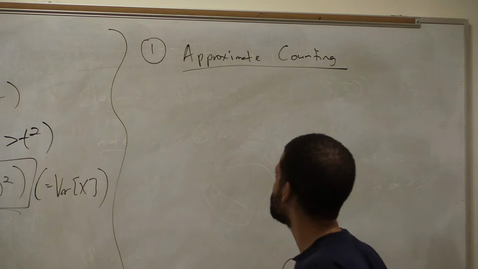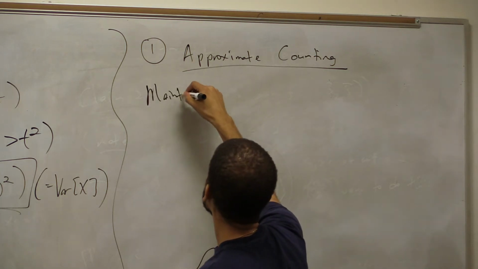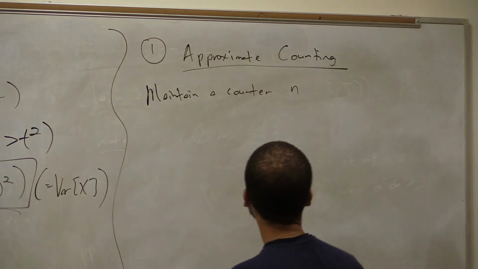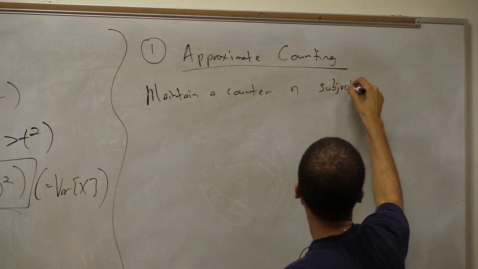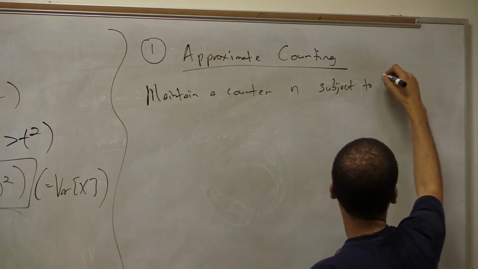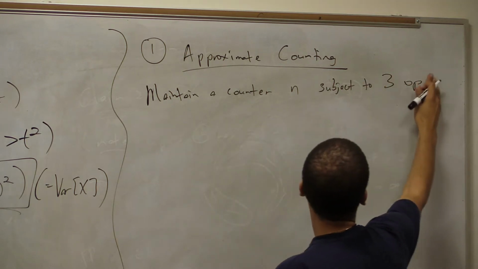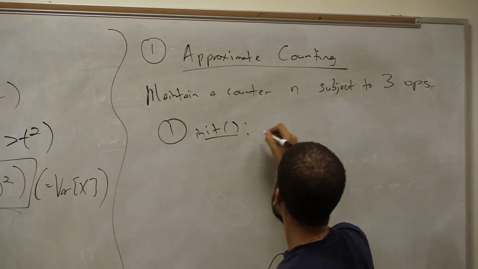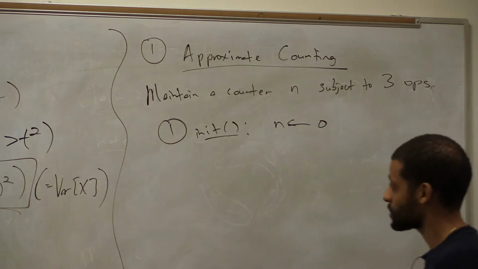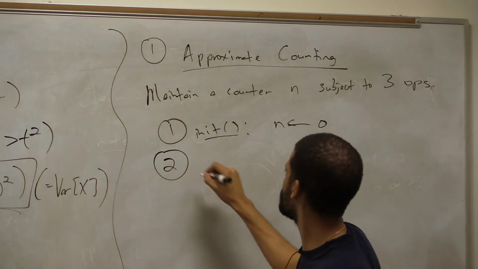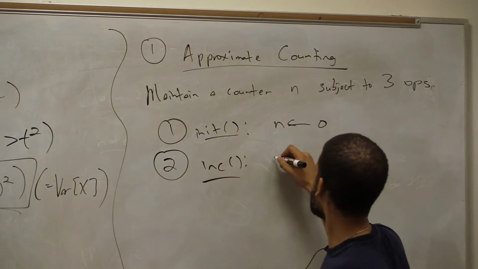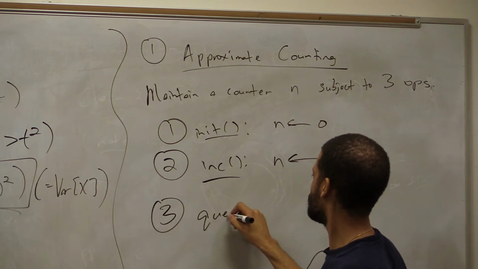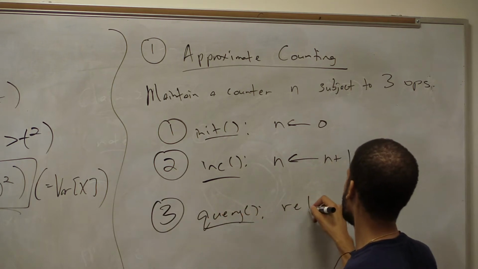So what's the problem here? I want to maintain a counter n subject to 3 operations. One is initialization. It just sets n to 0. Two is increment. It just increments n by 1. And three is query. When you query, you should just return n.